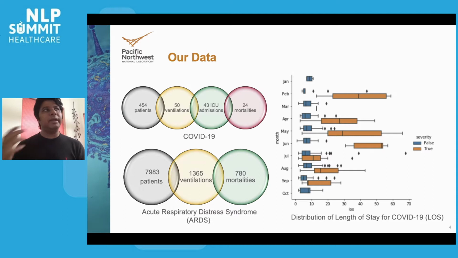So can we train a model with lots of data from a bigger cohort with ARDS, and can we then fine-tune it to look at the unique challenges that come with COVID-19?